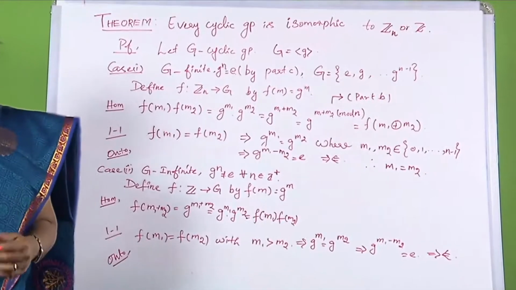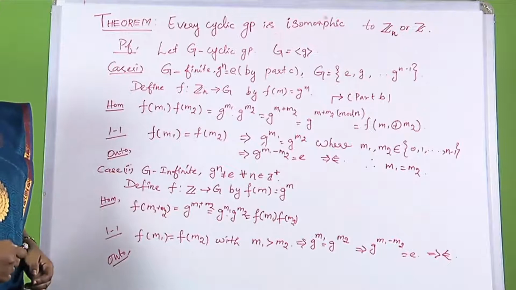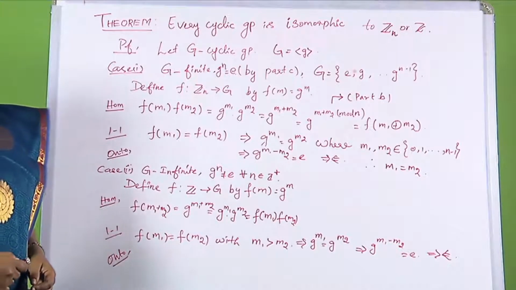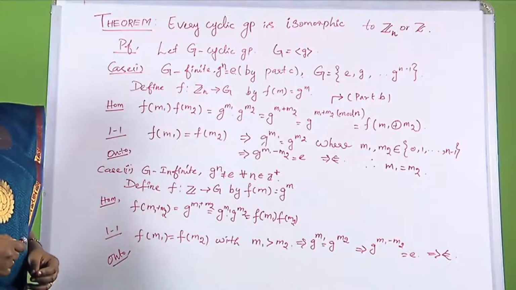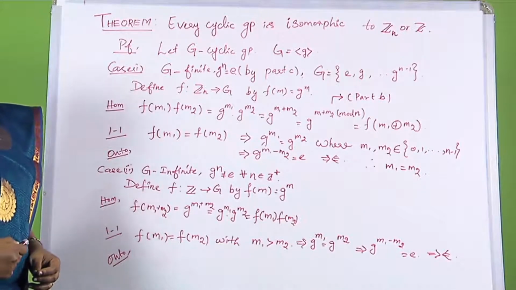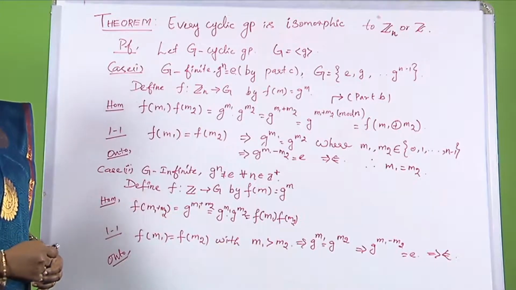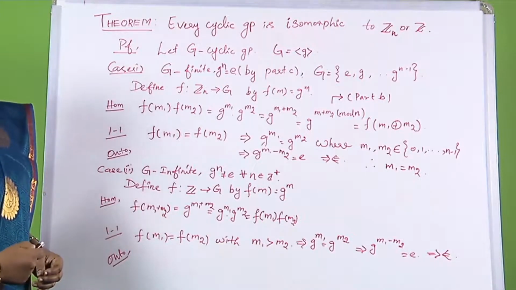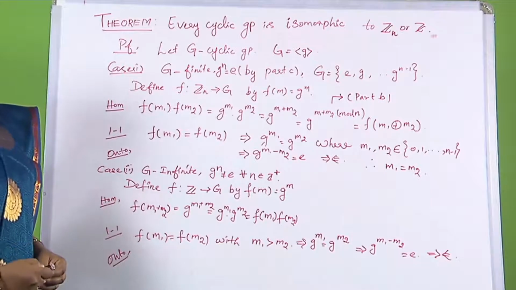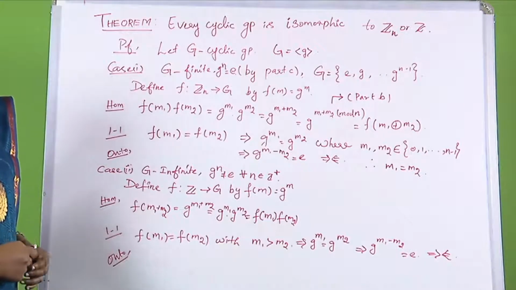Next, we shall see a very important theorem in cyclic groups, namely every cyclic group is isomorphic to Zn or Z. So, we know that there are two types of cyclic groups, namely finite and infinite cyclic groups. Obviously, if the cyclic group is finite, it is going to be isomorphic to Zn, and if it is infinite, it is going to be isomorphic to Z, because Z is infinite and Zn is finite. Now, let us go to the proof.